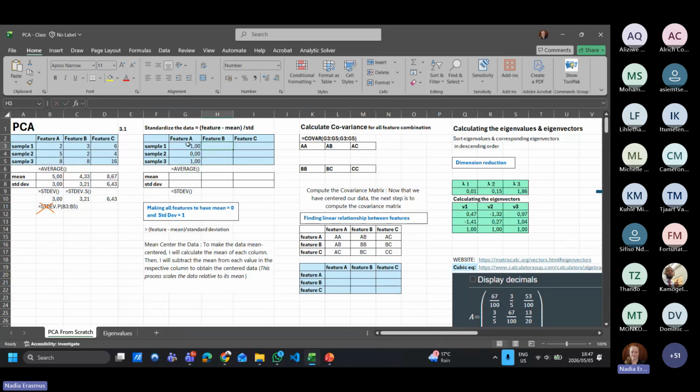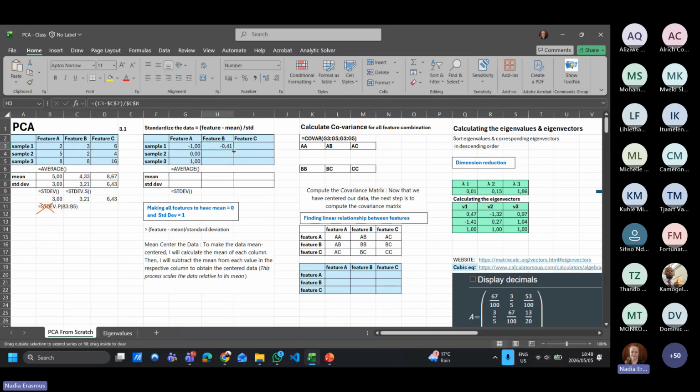Okay, and then now we have feature B. Feature B is going to be in brackets. Let me just make sure about one thing. Yes, I did close my brackets at the top. It's important because otherwise the summation is incorrect. So we're going to have feature B and subtract the mean, lock it in with F4, close the bracket, divided by the standard deviation, locking it in with F4, enter.